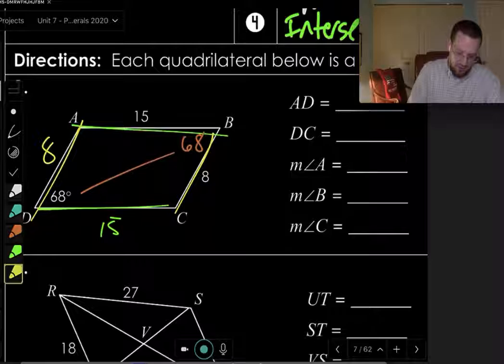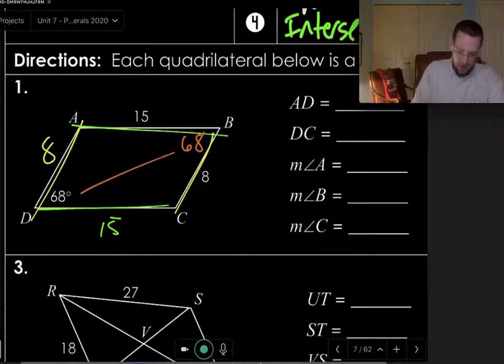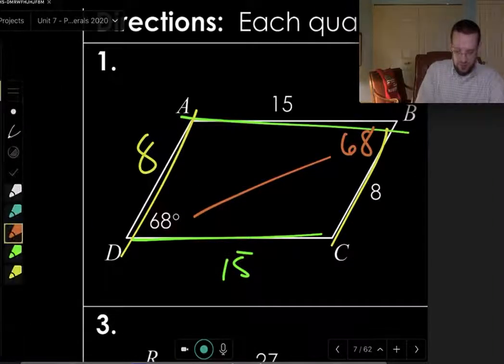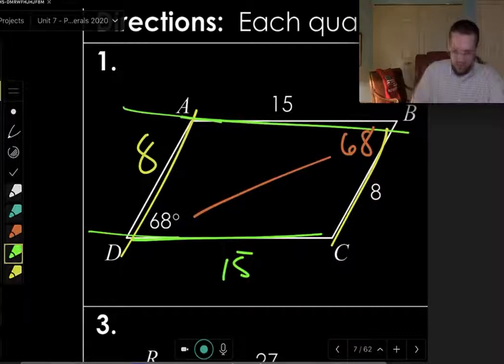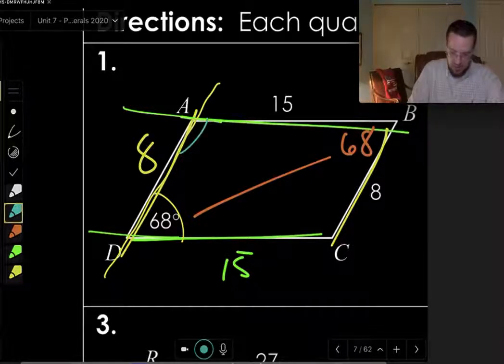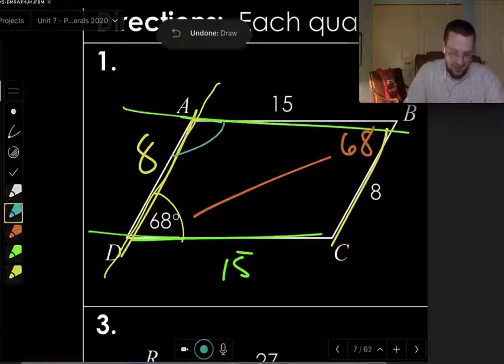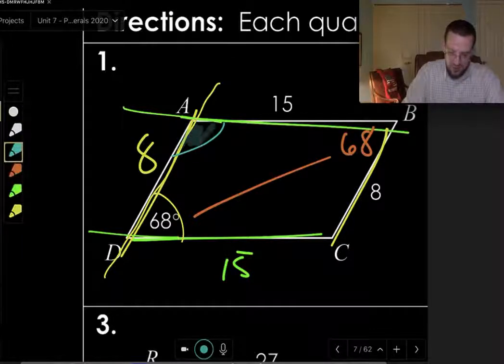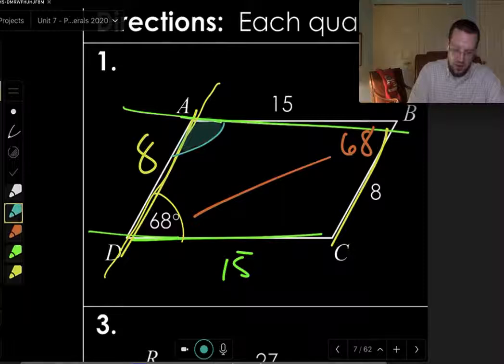And how could we possibly find this? Well, let's look for A. This is a transversal region. So we have this angle in here, and then this angle in blue over here, and these are consecutive interior angles. And we know that consecutive interior angles add up to 180 degrees.